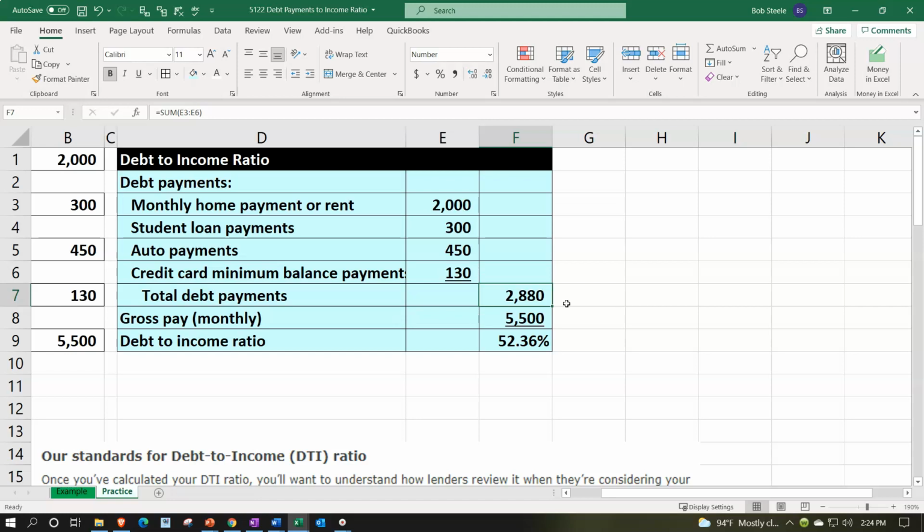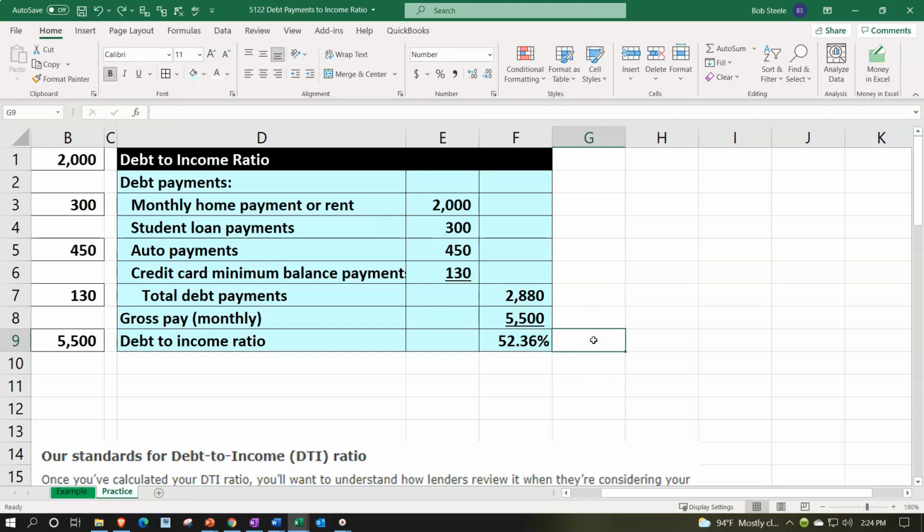In other words, if I increase this to like 5,000, or if I decreased this to like, let's say, 2,000, we get a more favorable number down here. It goes down, which is more favorable. And if I increase my pay down here to like 6,000, then of course it goes down. We get a more favorable number.